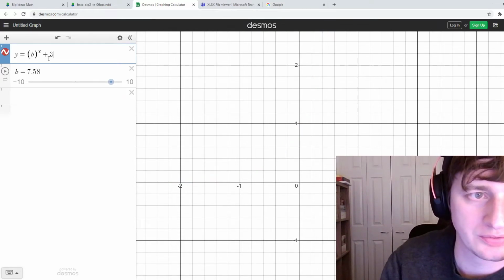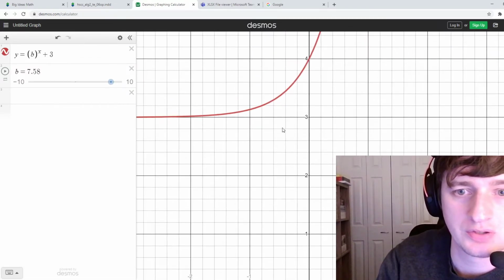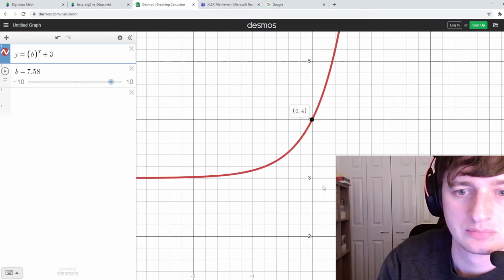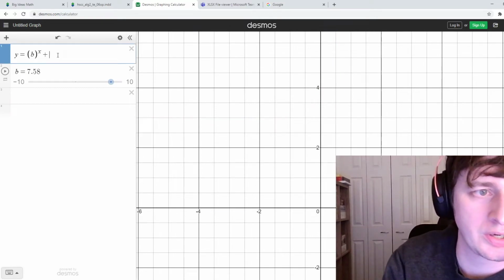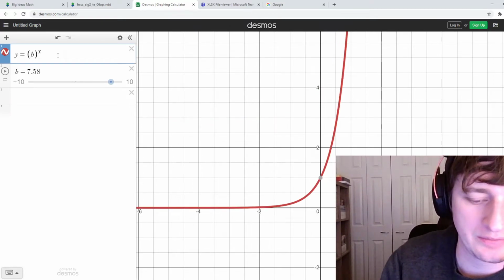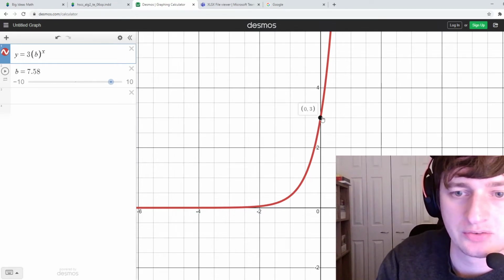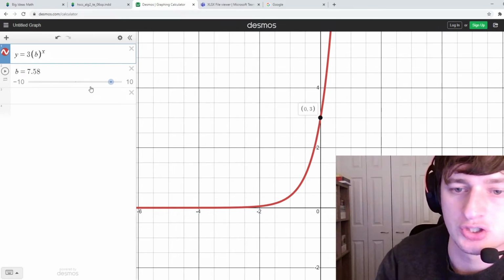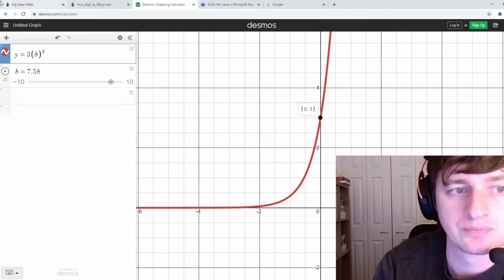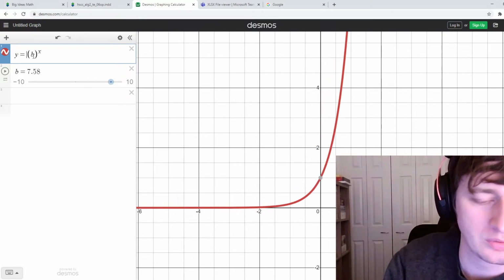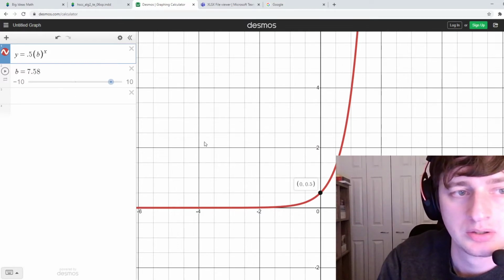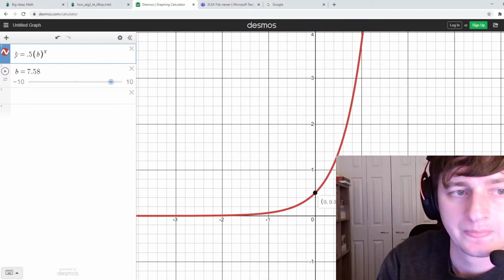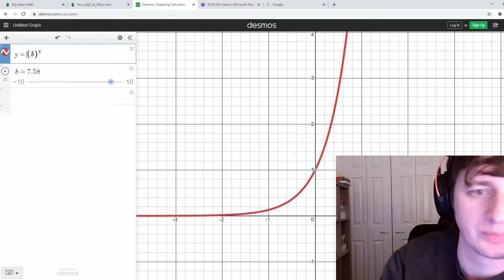So like plus 3. Well, now it's shifted up 3. Now it's up here. Which we're not going to do for a while. Or you might have an a value and a multiplier, and so that moves it up 2. It doesn't shift the graph, it stretches it, right? Or we might have 0.5 or something, and now it's shallower. We'll talk about different a values and different b values as we go.